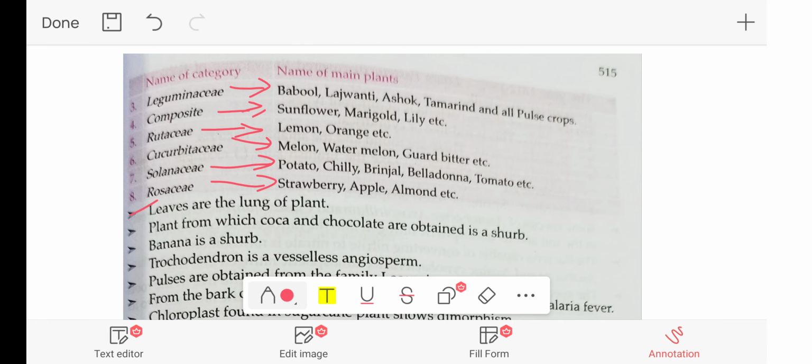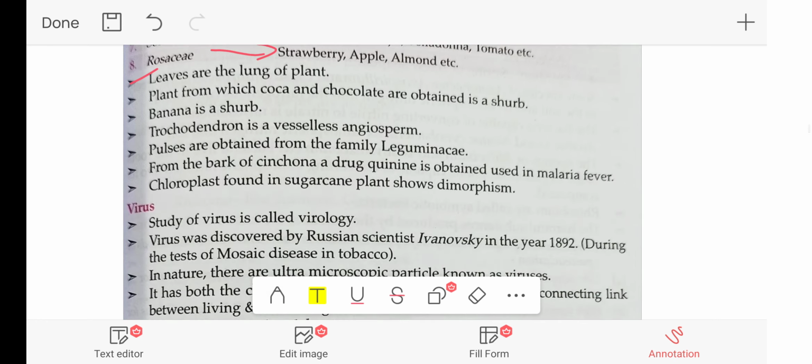Leaves are the lungs of the plant. The plant from which cocoa and chocolate are obtained is a shrub. Banana is a shrub. Trochodendron is a vesselless angiosperm. Pulses are obtained from the family Leguminosae. From the bark of cinchona, the drug quinine is obtained, used in malaria fever. Chloroplast found in the sugarcane plant shows dimorphism.